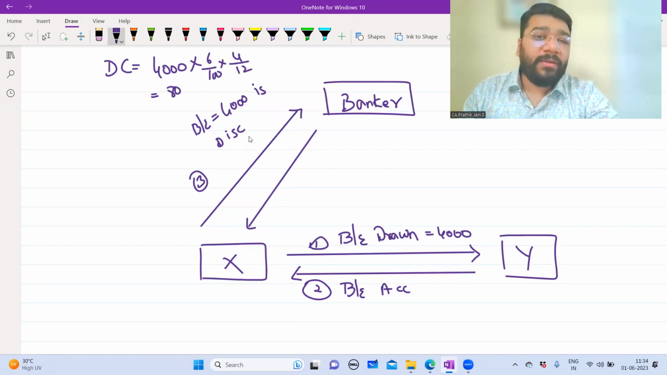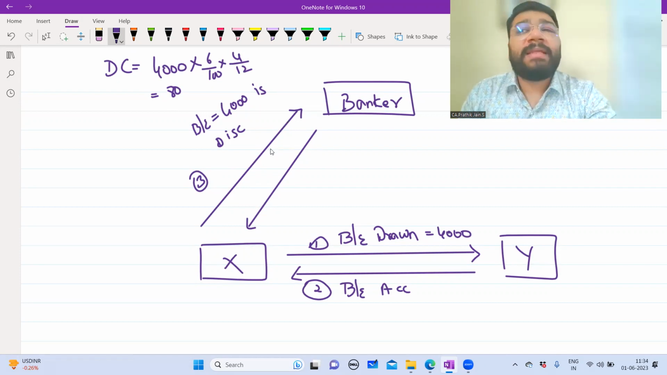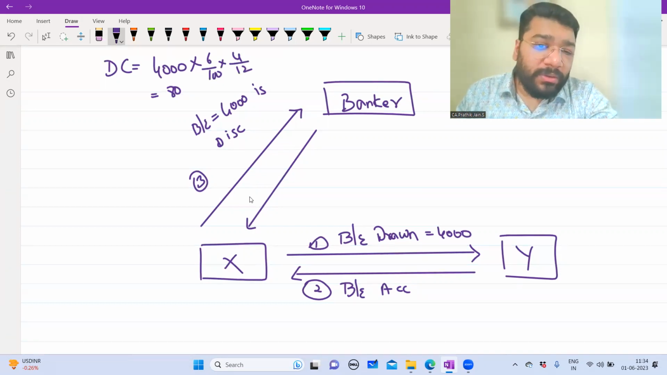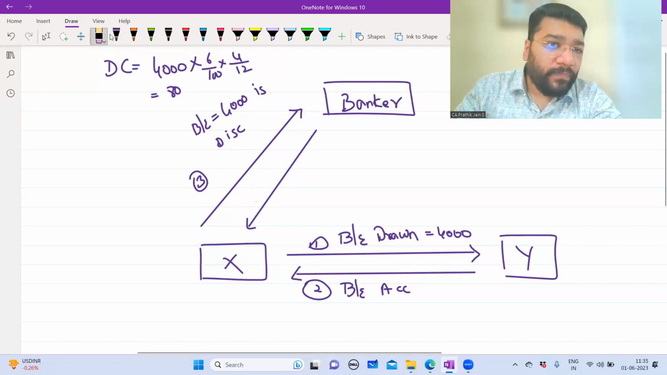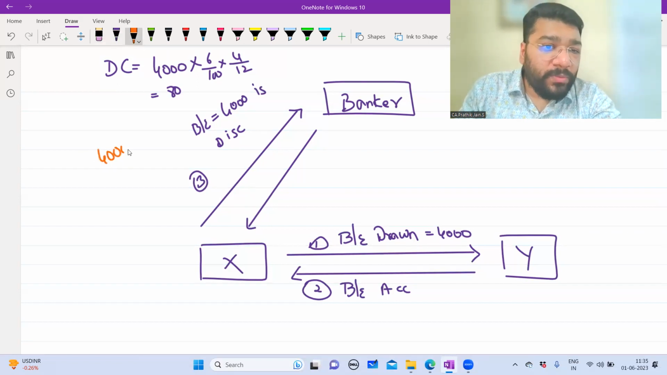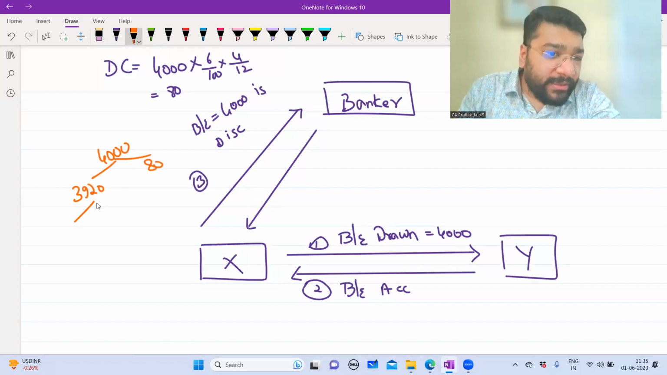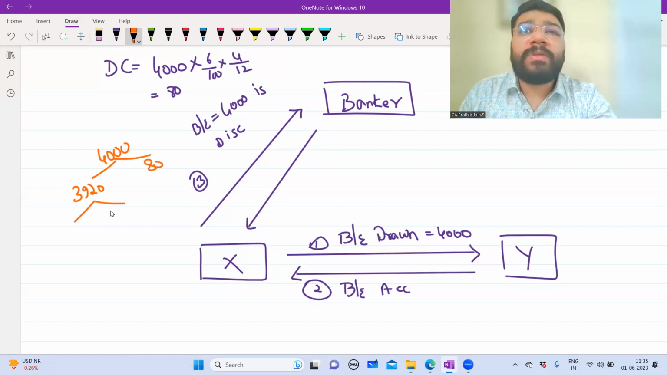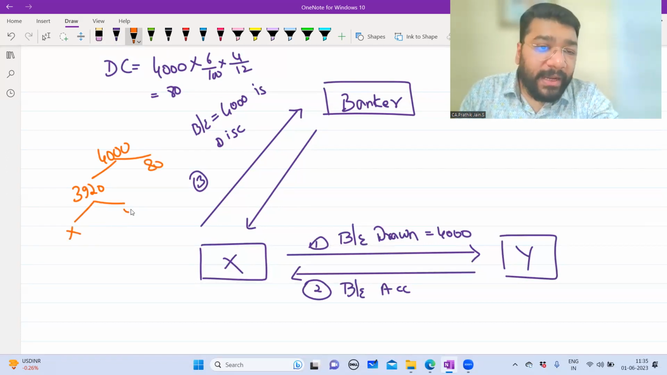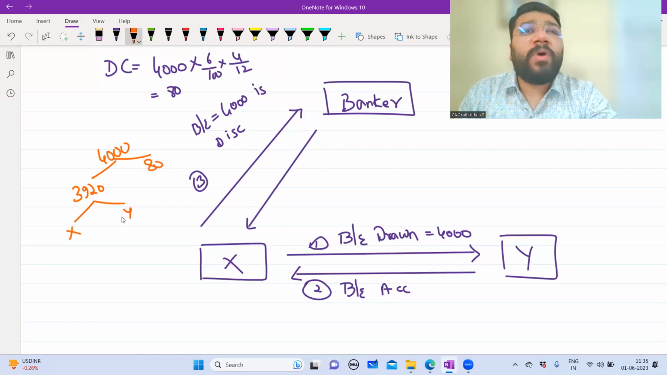So what is my discounting charges? 80. Okay. So guys, on a 4,000 bill, the banker will pay me 4,000 minus 80, which is 3,920. So 3,920 rupees is what we are receiving. I'll do the calculation here. 4,000 rupees is what you have paid. In that, 3,920 is what you received. So what is the discounting charges? 80. Now this 3,920, guys, is the amount to be split between X and Y. In what form?